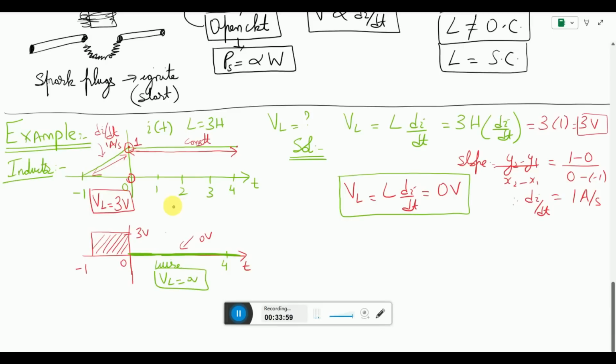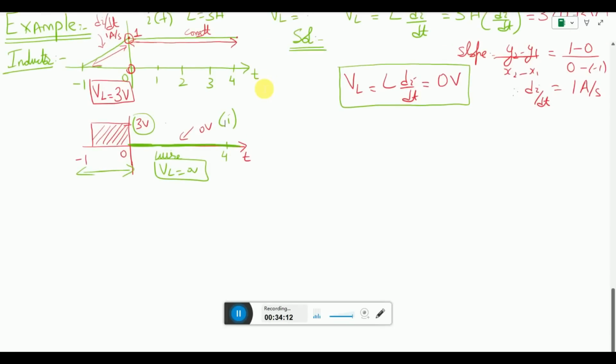But before 0 and -1, we are getting a certain voltage of 3 volts. So the first condition is being observed over here. Now let us talk about the second condition. In order to understand the second condition, let me use this space and see what happens. For the second condition, we say that the current should not be abruptly changed.